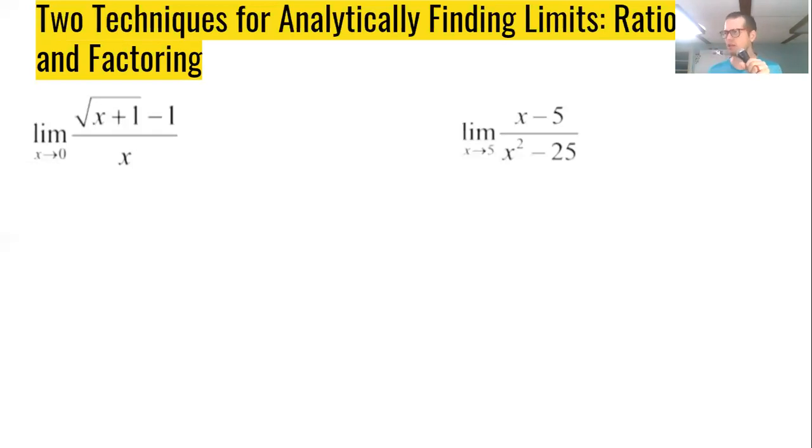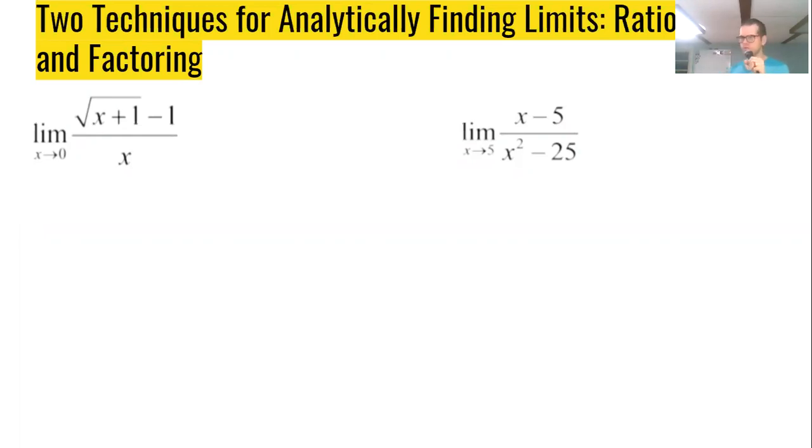Anyways, I want to look at 2 different techniques for analytically determining limits. Right now, with the first one, if you plugged in 0 to try to just evaluate it, you get 1 minus 1 over 0, which is 0 over 0. Indeterminate, which means we need to do something else to determine what that limit is. If you look at the second limit and plug in 5, you get 0 over 0, indeterminate again.